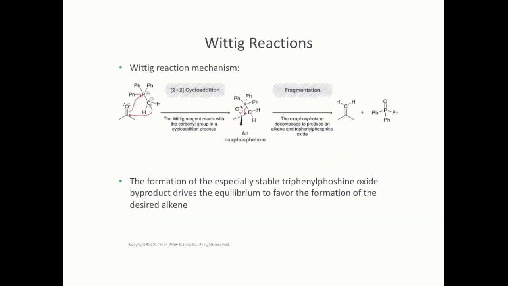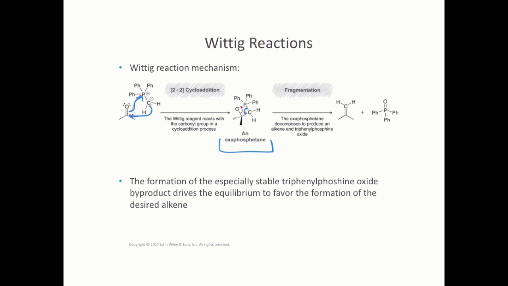So here's the mechanism. It's simply a two-step mechanism, but the charge-separated resonance form is what's most useful in drawing the mechanism. So draw an arrow from the lone pair on the negatively charged carbon to the carbonyl carbon, and then the pi bond will break and form a new bond with the positively charged phosphorus, and that gets you to this oxaphosphetane intermediate, which then fragments.